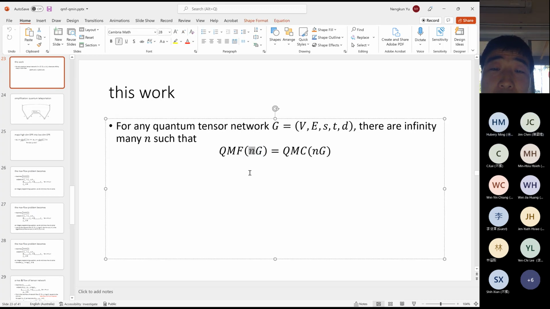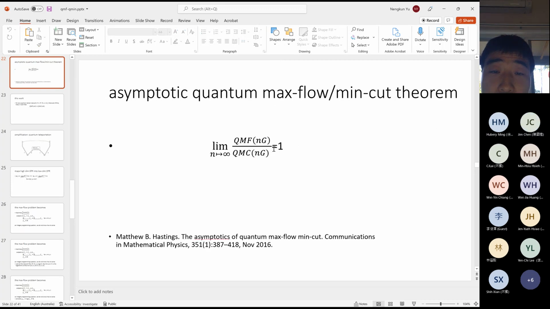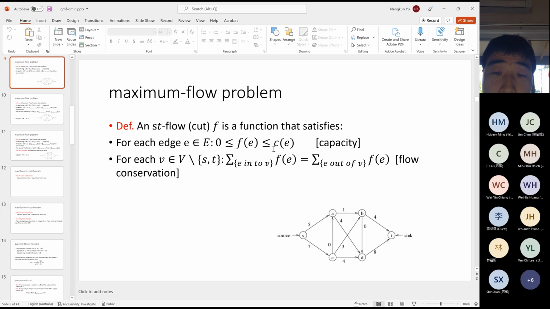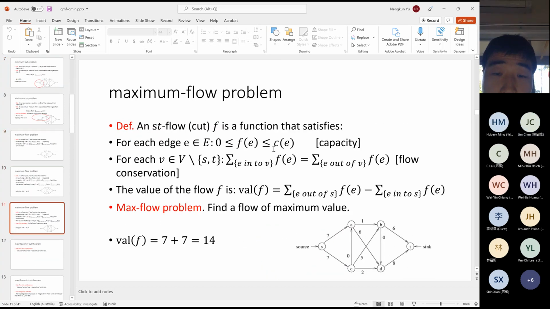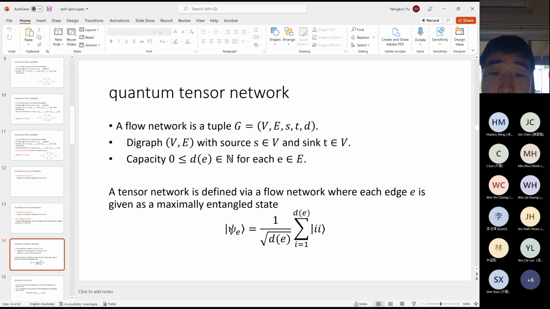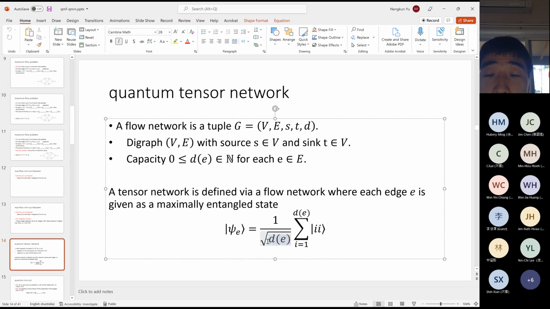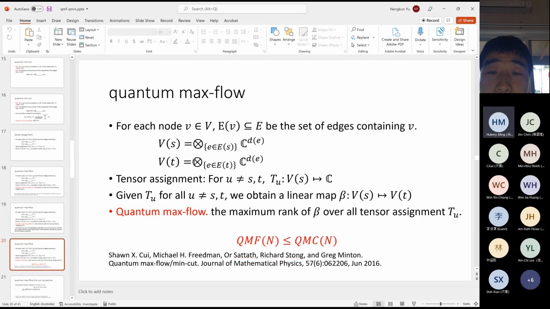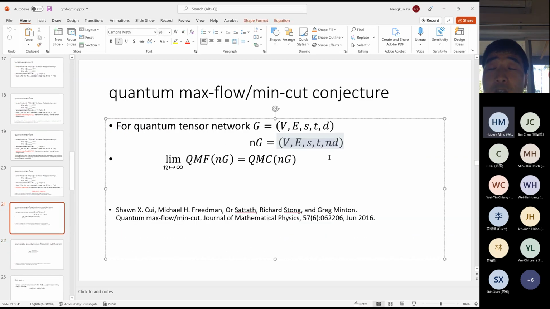Yes, n is an integer number. So in the tensor network, oh sorry, it should be here. Yeah, so now you can see for each edge, if the dimension is dE, then it's a d-dimensional maximally entangled state. So if we change it from dE to NdE, you can see here the definition of n is NdE. So in the sense that you add another d-dimensional maximally entangled state between any edges.